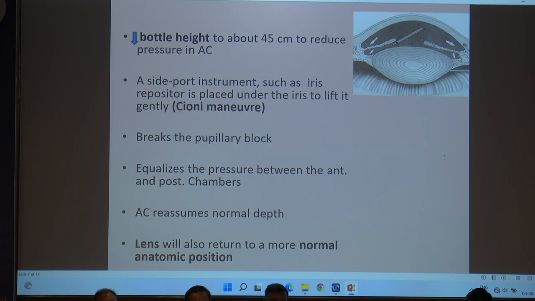And how to come out of this situation? You have to decrease the bottle height and reduce the pressure in the anterior chamber. A side port instrument such as an iris repositor is introduced through the side port. You can use the Sinskey hook also. It is placed under the iris to lift it gently. This is called the Sinskey maneuver, which breaks the pupillary block and equalizes the pressure between the anterior and posterior chamber. The AC then resumes a normal depth and you are able to do the phaco as the lens comes into the normal position.